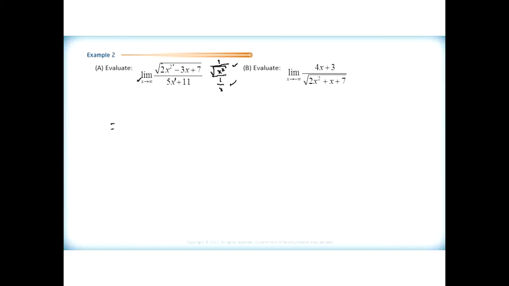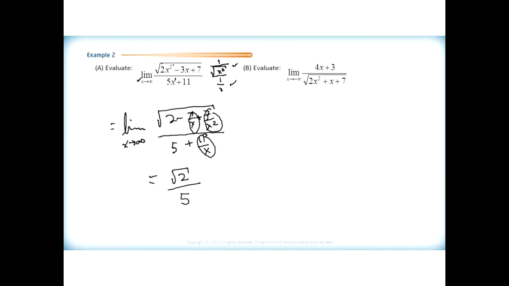So let's see what we've got. We have a limit as x approaches infinity, and up top that'll give us a square root of 2 times x squared divided by x squared, which is just 2, minus 3 over x plus 7 over x squared. And then our denominator will be 5x divided by x, which is 5, plus we've got 11 over x. And as x gets really huge, these 3 terms I'm circling now are all going to head towards 0. And in the limit, all we'll be left with in the numerator is the square root of 2, and in our denominator, we'll have 5. So we get root 2 over 5 as our limit that time.